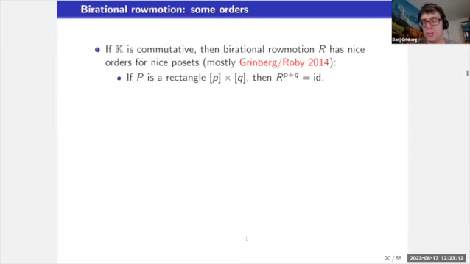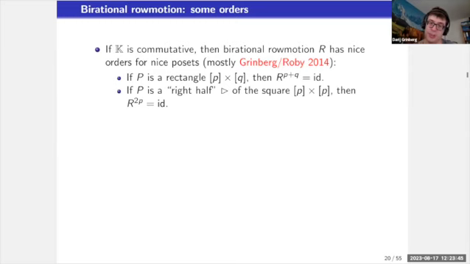Now, what can we say about birational row motion? It's been 9 years now since our paper came out about the commutative case in 2014, and that paper proved a few fundamental results. But since then, much more has been done. But let me quickly say a few things. So if P is a rectangle, then the order is still P plus Q, the same as for combinatorial. So the map has gotten a lot more general, but this order has not become more complicated.